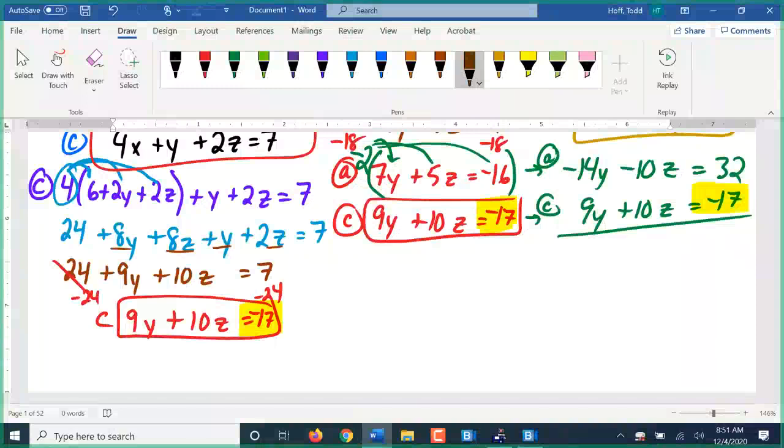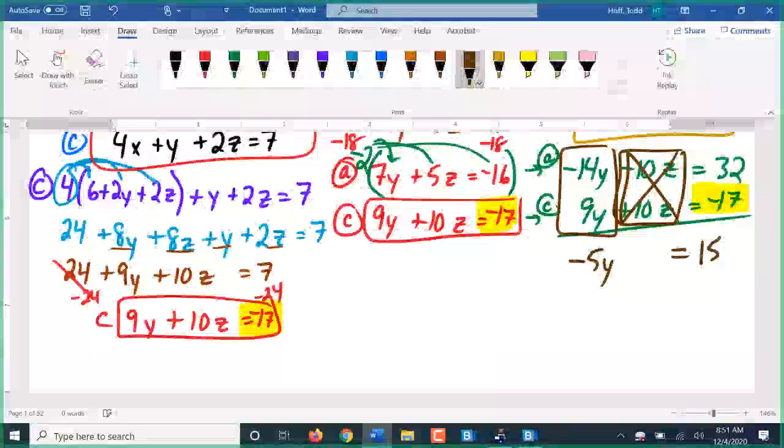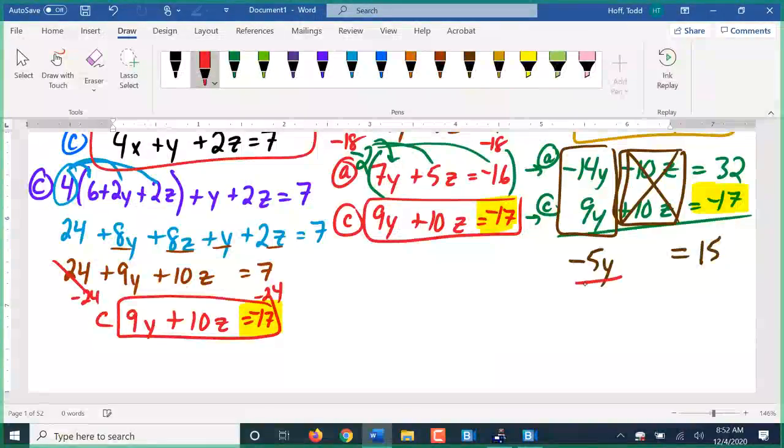Okay, so now we've got that fixed. We have this system here where we're ready to add the equations. -14y and +9y is a -5y. -10z and a +10z is 0z, so that just cancels out. Equals 32 plus -17 is a 15. So to solve for y, we divide by -5. Now we get y equals -3.